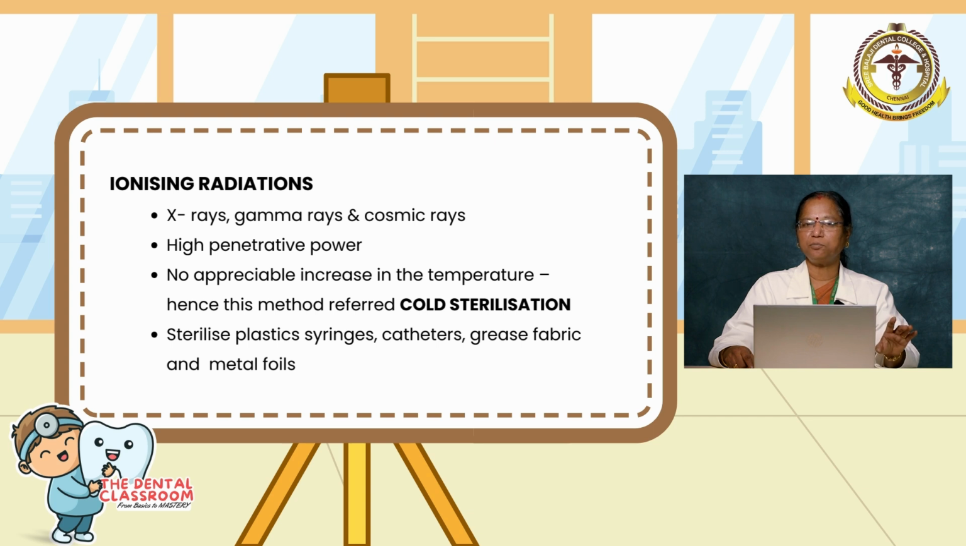Again, it is a very important question from an examination point of view for a dental or medical student, and in the NEET entrance they also ask this: which method is referred to as cold sterilization. And what materials are generally sterilized using ionizing radiations? You can sterilize sterile plastic syringes, catheters, greasy fabrics as well as metal foils. All these can be sterilized by ionizing radiations.